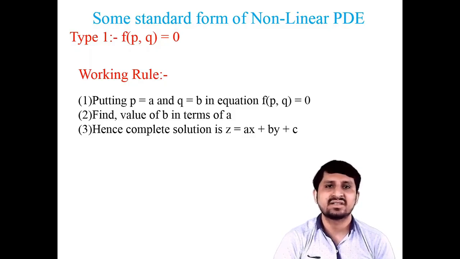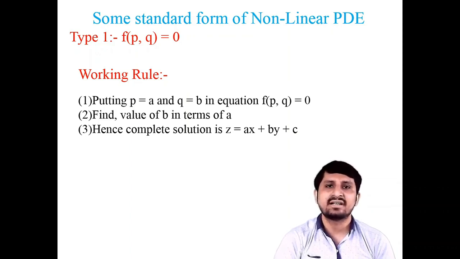So we know that in first order partial differential equations, how many variables? There are 5 variables: p, q, x, y and z. We know that p is equal to del z by del x and q is equal to del z by del y. x and y are our independent variables, where z is a dependent variable depending upon x and y.